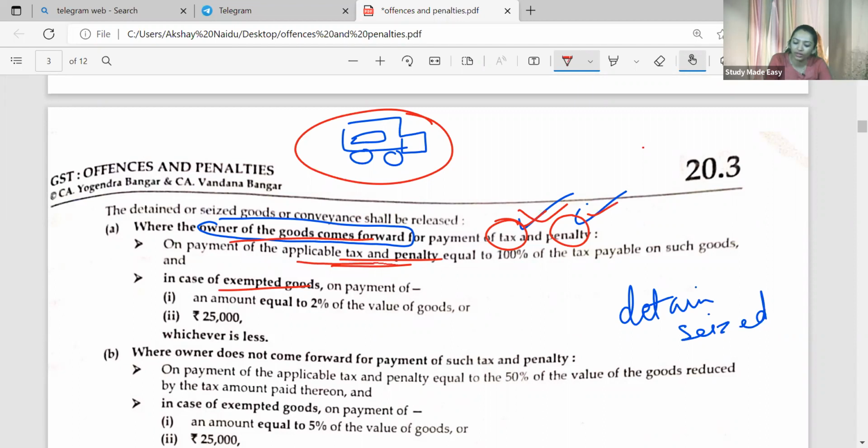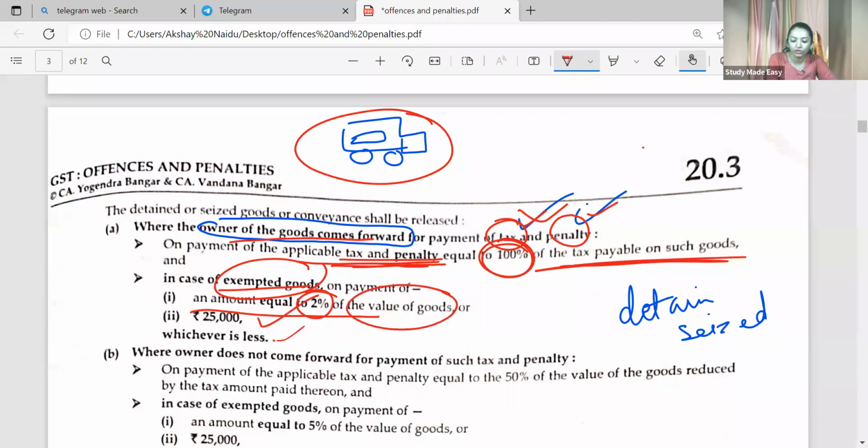So what would be the tax and penalty? It would be equal to 100% of tax payable. If it is taxable goods, then whatever is the tax payable, 100% will be your penalty. But ma'am, what about exempt goods? There are no taxes. So when they are exempt goods, there is no tax. Then an amount equal to 2% of the value of goods or 25,000, whichever is less.